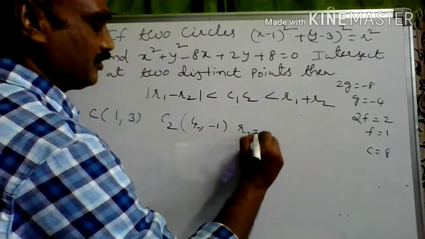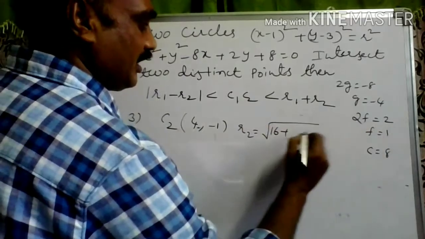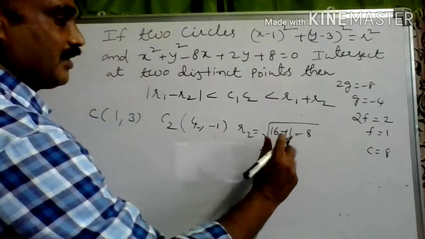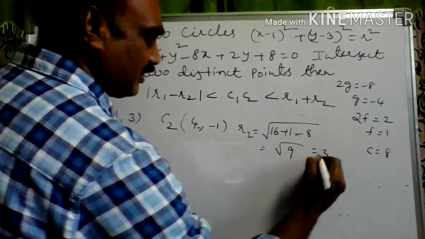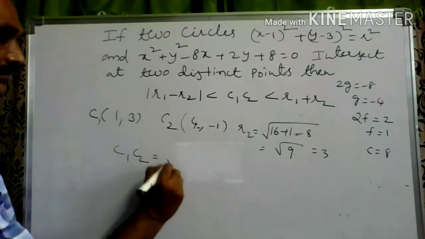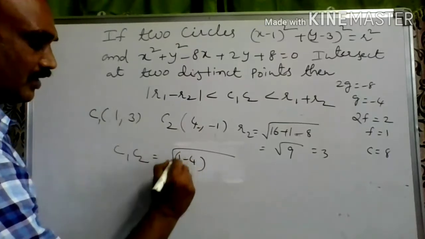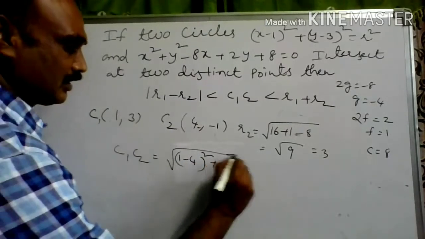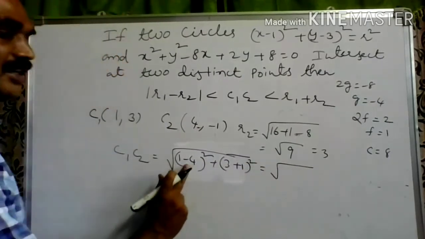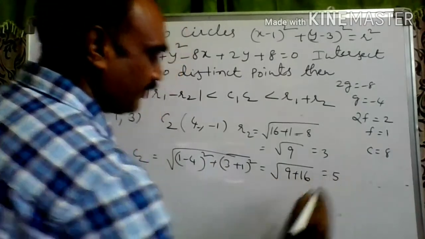Next r2 is equal to root of g square plus f square minus c, which is 16 plus 1 minus 8. So root 17 minus 8, root 9, is equal to 3. So next calculate c1c2, which is equal to root of (1 minus 4) whole square plus (3 minus of minus 1) whole square. That is equal to root of 9 plus 16, root 25, is equal to 5.